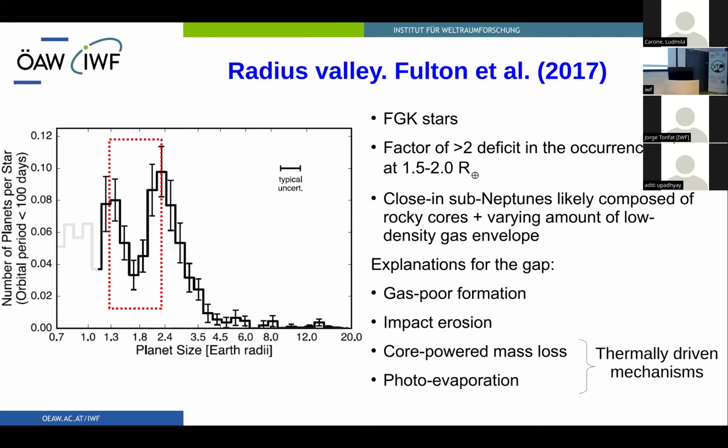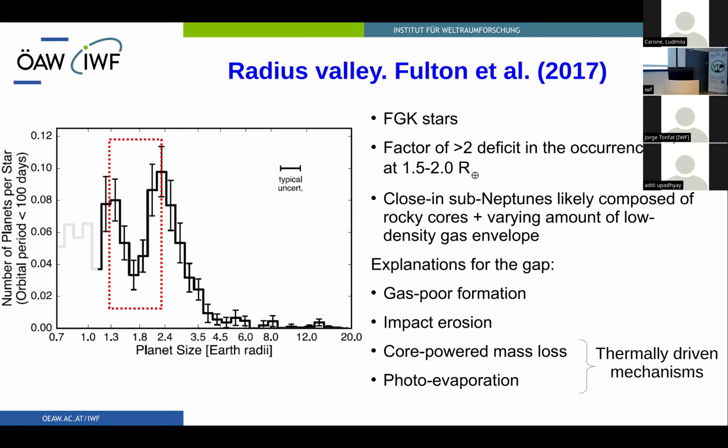Here you can see a plot that essentially shows the radius distribution of exoplanets orbiting these stars and having orbital period less than 100 days. And it's pretty clear that this distribution is bimodal. So you have a peak at around 1.3 Earth radii, and another peak at around 2.4, 2.5 Earth radii. And if you remember correctly, these are exactly the sizes of the planets in our system. So it's very interesting to note that our two planets straddle the radius valley, one on each side.